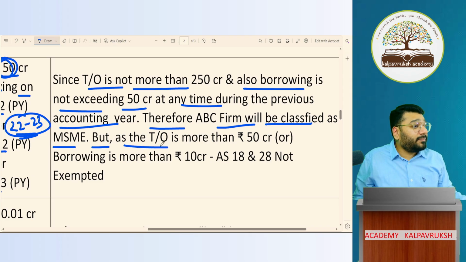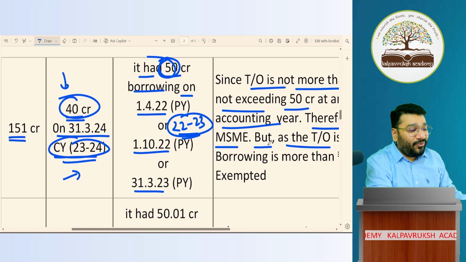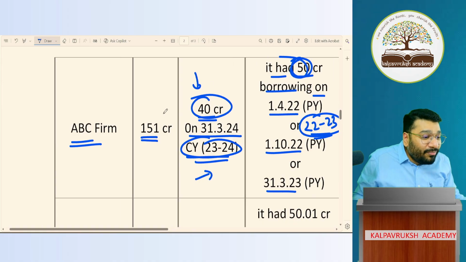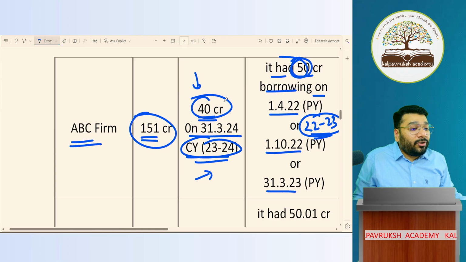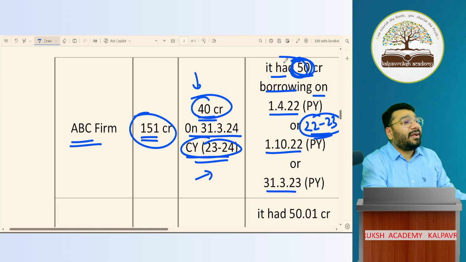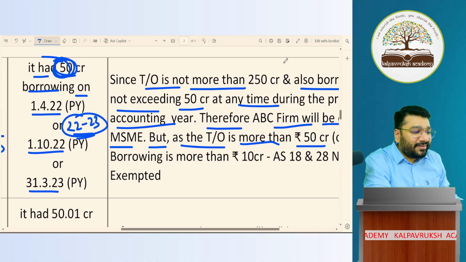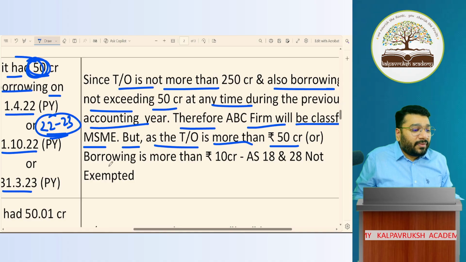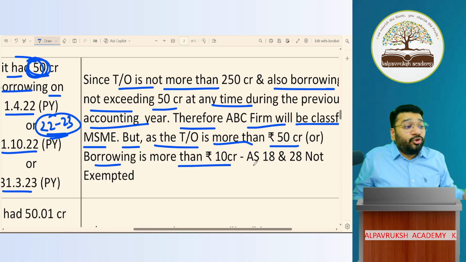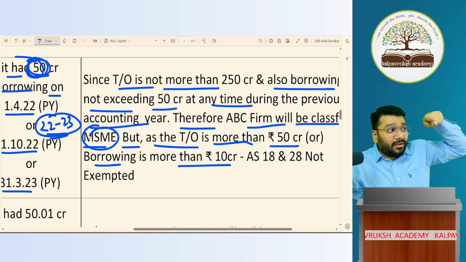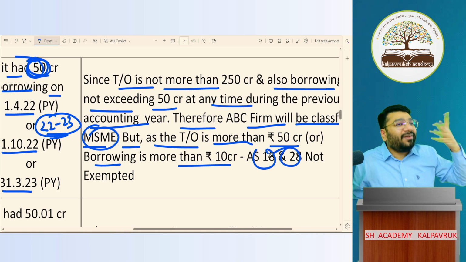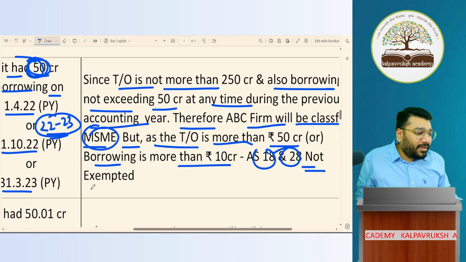But as turnover is more than 50 crore and borrowing is more than 10 crore, what has to be complied with? AS 18 and AS 28 will be complied with. Though being an MSME you have exemption, for AS 18 and AS 28 there is no exemption. Okay, not okay?